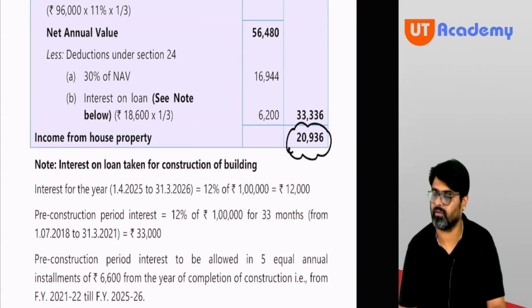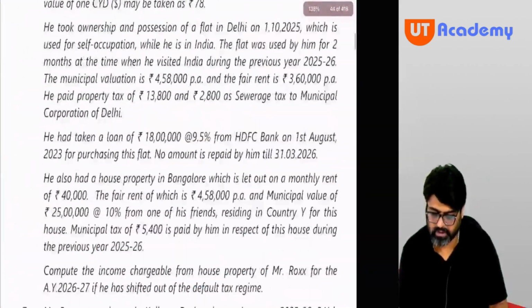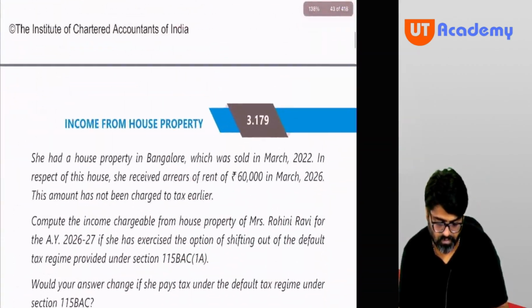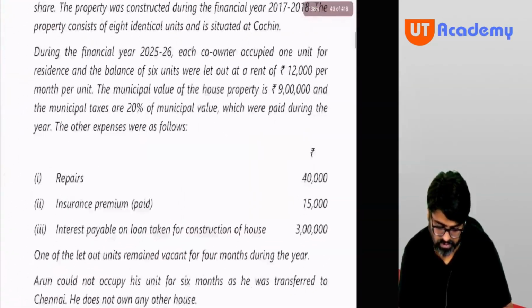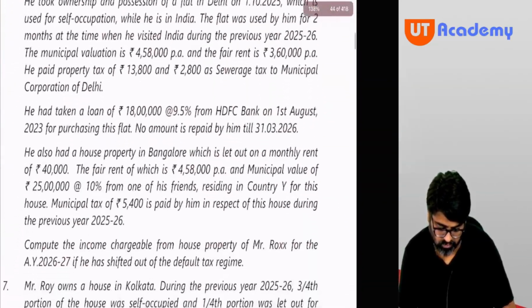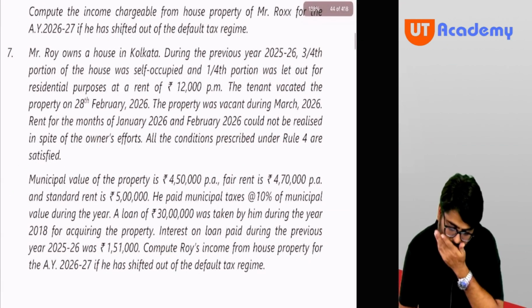20,936. Final answer. Yes or no? Now let's go to the next question. Question 3 is done. 4 later on. 5th and 7th. Okay, start 7th.